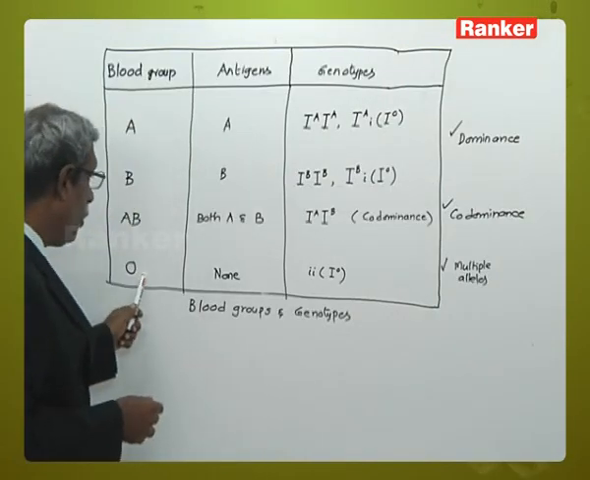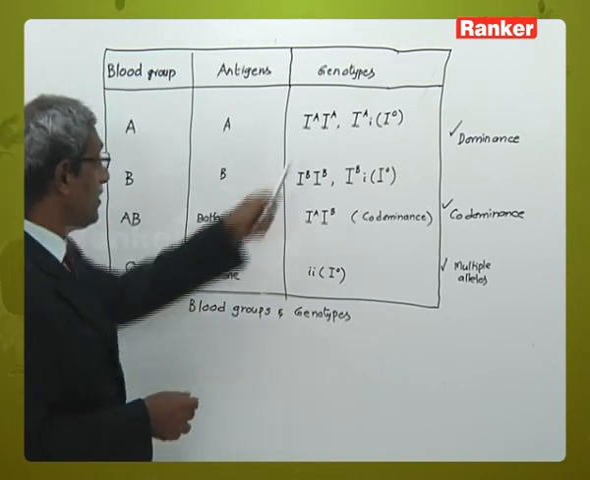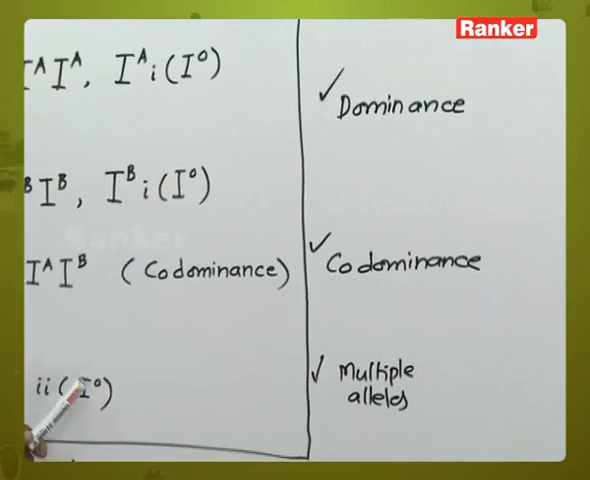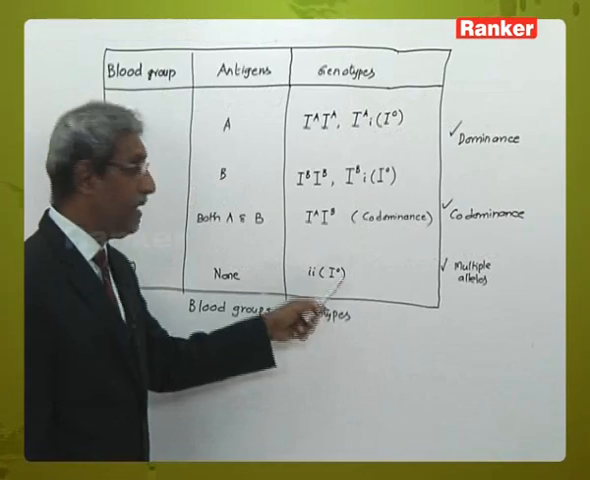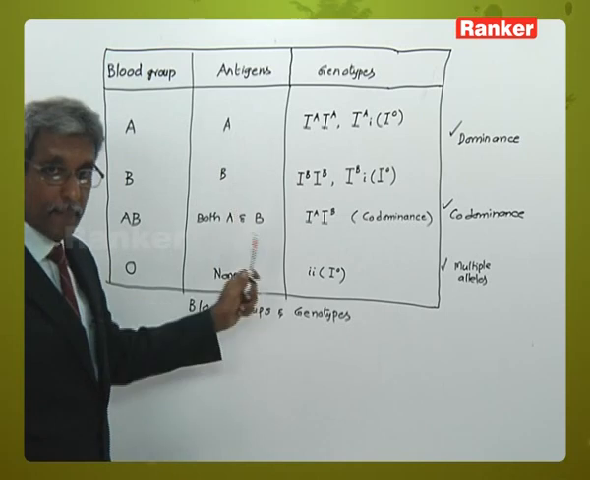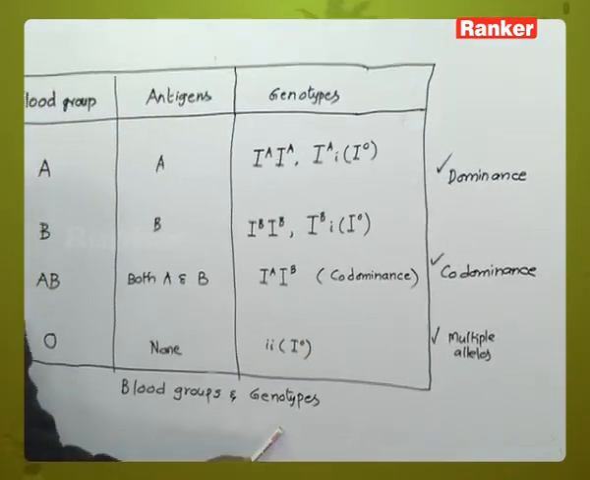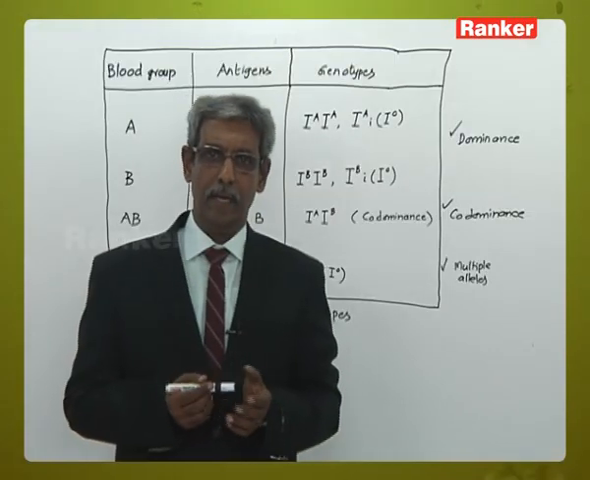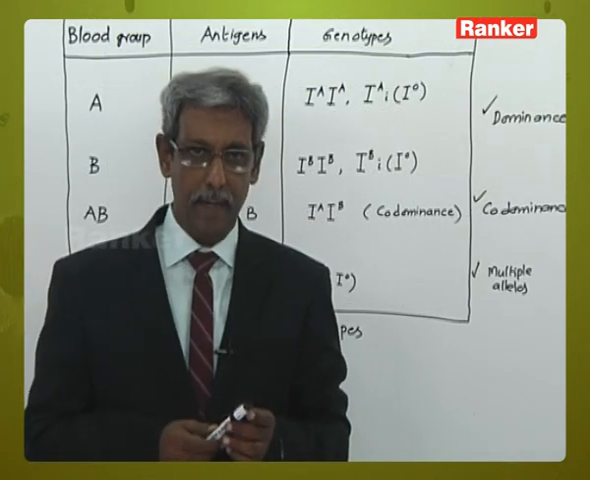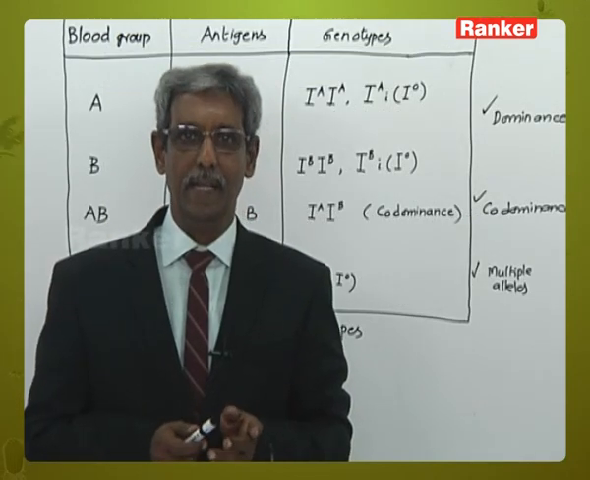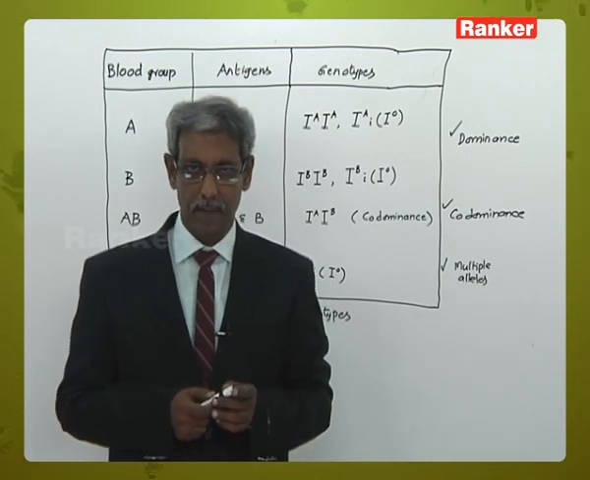And O does not have antigens, and it is designated by the genotype small ii, as well as I^O I^O. Many of the problems that will be solved are based on a recapitulation of this table of blood groups and genotypes. Now we will be looking at the common objective bits which come in the frame of multiple alleles as well as the study of blood groups.